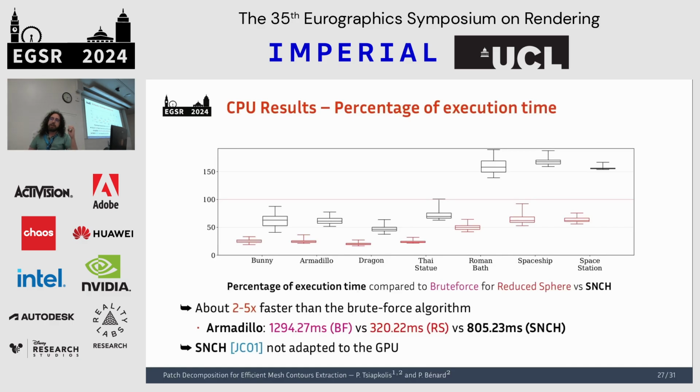However, because we are a flat structure, we don't need to go through as many patches and patch tests, which means our algorithm is always faster than SNCH and is actually 2 to 5 times faster than the brute force algorithm. And unfortunately, SNCH is not adapted to the GPU.